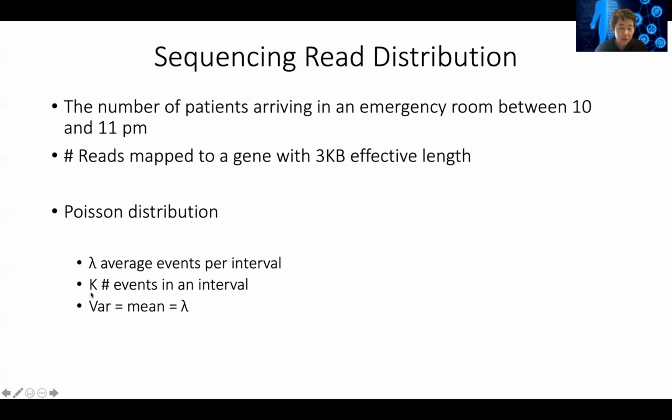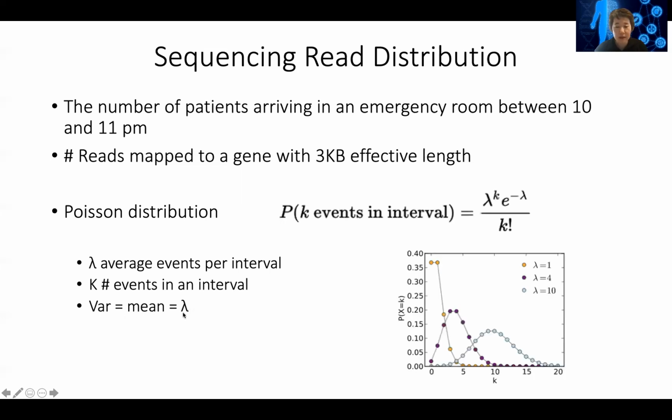And if you then ask what is the probability that I'm going to see k number of events in this interval, this follows a Poisson distribution, and the variance and the mean all use the same parameter lambda. And so we want to show you an example of this. So the probability of k events in this interval will follow this Poisson distribution formula.